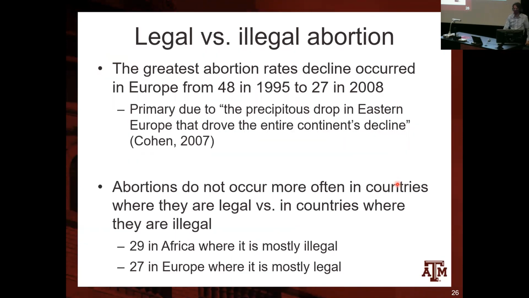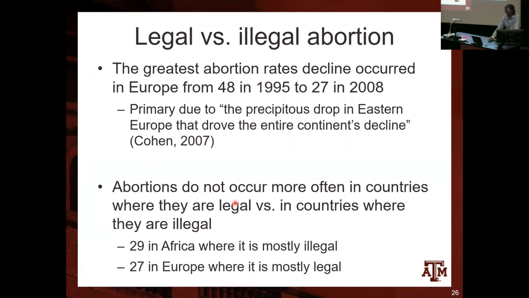The greatest abortion rate decline happened in Europe, from 48 per 1,000 women to 27 per 1,000 women between 1997 and 2008. It was primarily due to the precipitous drop in Eastern Europe that drove the entire continent's decline. So the rates of abortion declined a lot after the end of the Soviet Union and all these countries in Eastern Europe dominated by communist regimes. Exactly between 1995 and 2008, it dropped a lot.